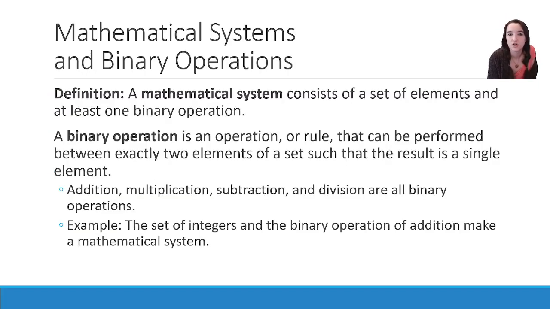So to begin, let's talk about mathematical systems. A mathematical system consists of a set of elements and at least one binary operation. So a binary operation is an operation or rule that can be performed between exactly two, that's where the binary comes from, elements of a set, such that the result is a single element. So addition, multiplication, subtraction, division are all binary operations. And the set of integers with the binary operation of addition makes a mathematical system, a system that we are very familiar with.